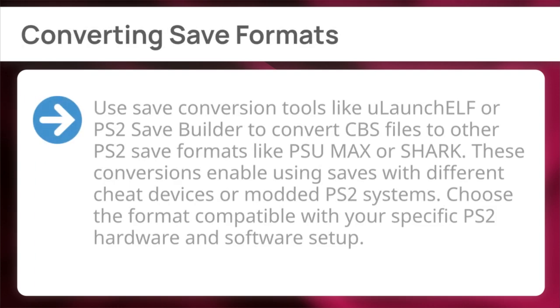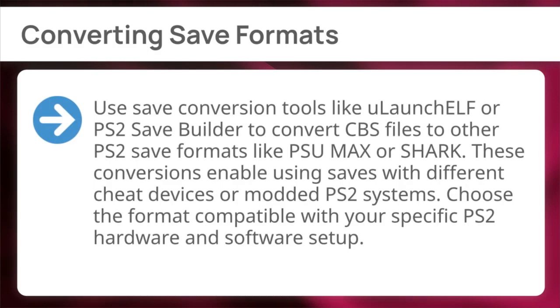Next, converting save formats. Use save conversion tools like ULaunch or PS2 Save Builder to convert CBS files to other PS2 save formats like PSU, Max, or Shark. These conversions enable using saves with different cheat devices or modded PS2 systems. Choose the format compatible with your specific PS2 hardware and software setup.